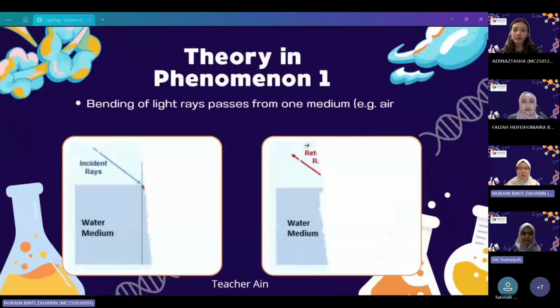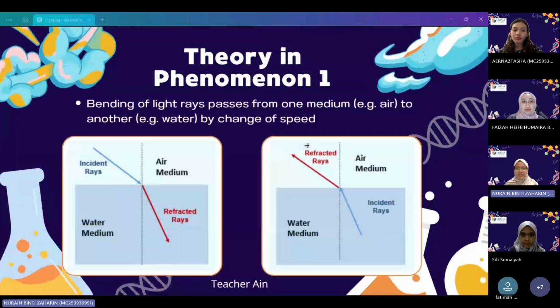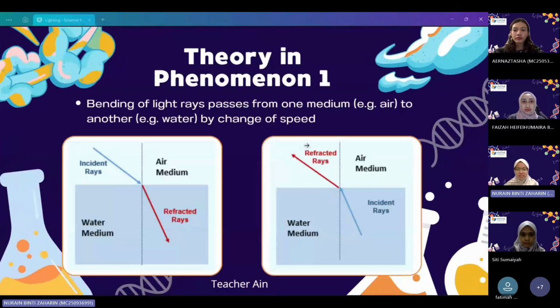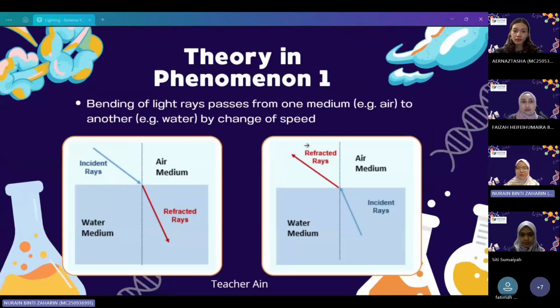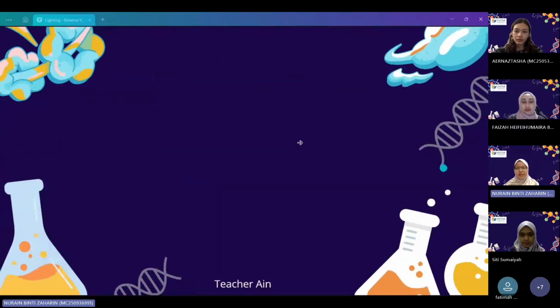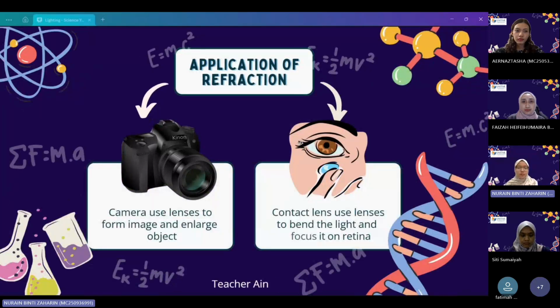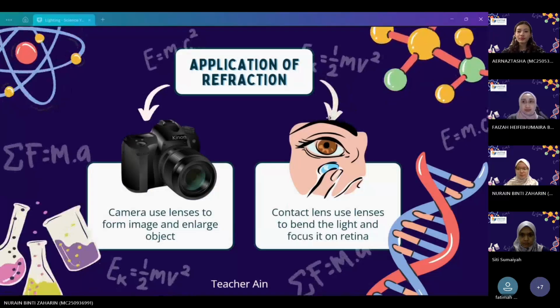Refraction happens when light bends as it travels from one medium to another, like from air to water. This bending occurs because light changes speed when it enters a different material. This property helps us in many ways. For example, refraction is used to make camera lens, contact lens, microscope, and telescope.